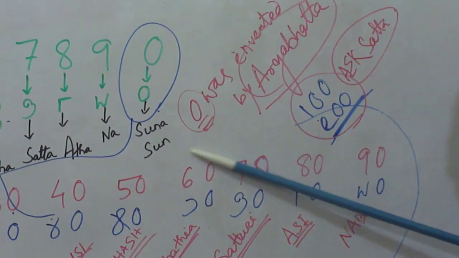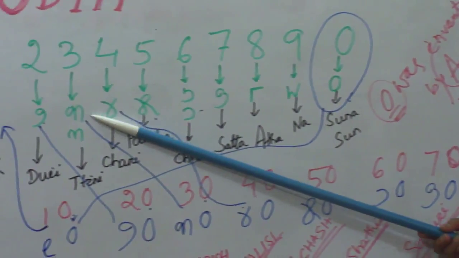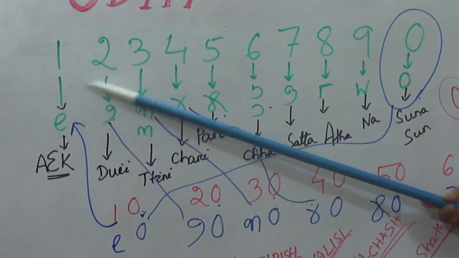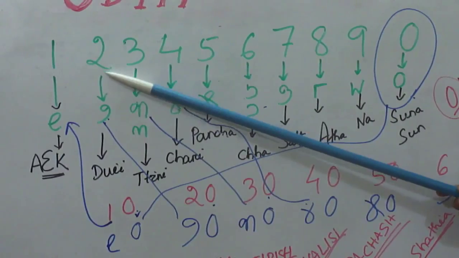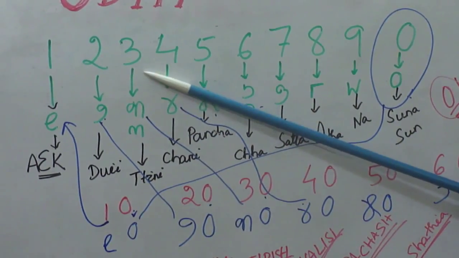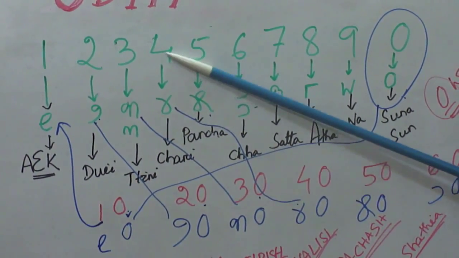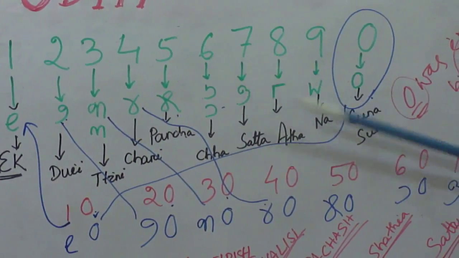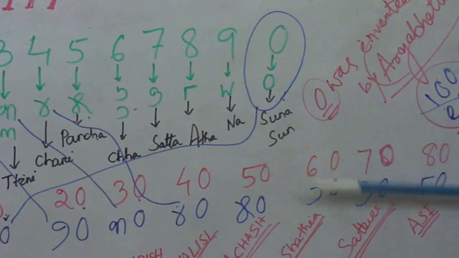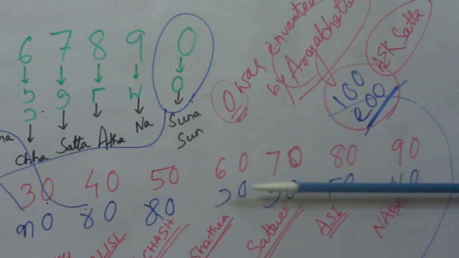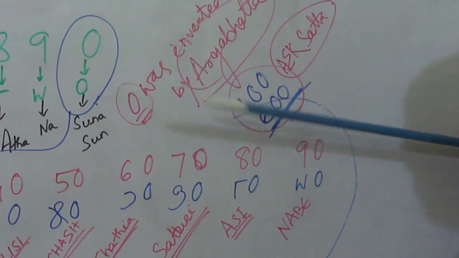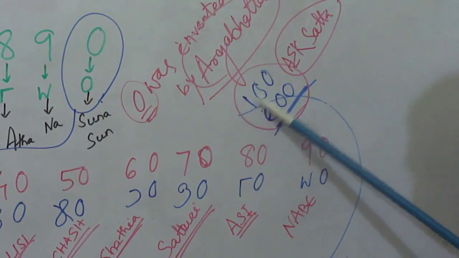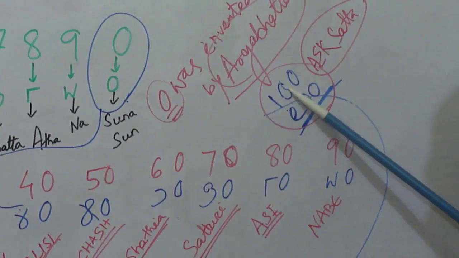As 1 is here, you see, when 1 is here, you will find 1; when 2 is here, you will find 2; 3 you will find 3, 4 you will find 4, 5 you will find 5, 6 you will find 6, 7 you will find 7, 8 you will find 8, 9 you will find 9, and in 100, you will find 1 and suna, suna, 0, 0.